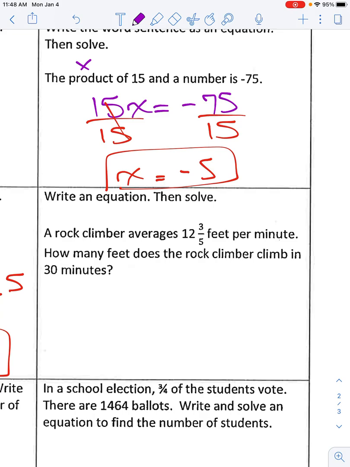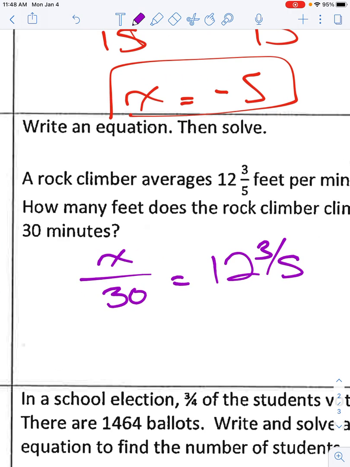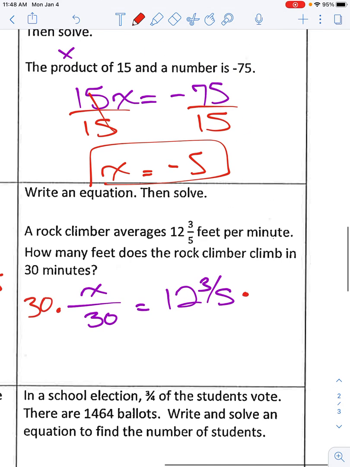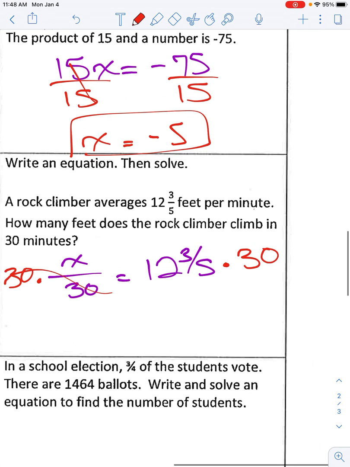A rock climber averages 12 3/5 feet per minute, which means each minute. How many feet does the rock climber climb in 30 minutes? Well, obviously I want to do 12 3/5 times 30. So since I want to multiply, you need to write a division equation. So I'm going to do some number divided by 30 gives me 12 3/5. And you could have changed those numbers if you wanted to. And then the inverse of dividing by 30 would be multiplying by 30. Now I can do 12 3/5 times 30.